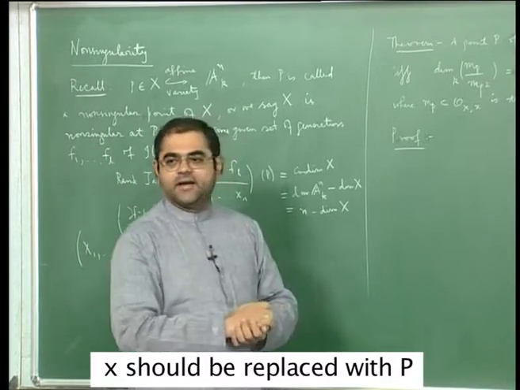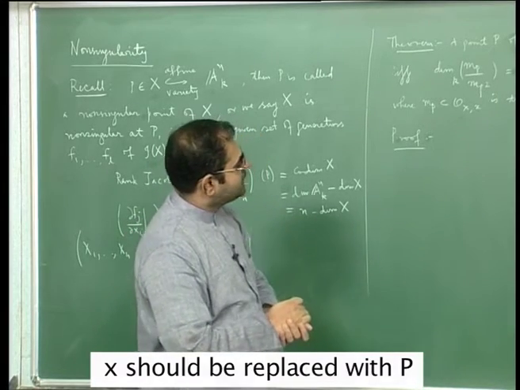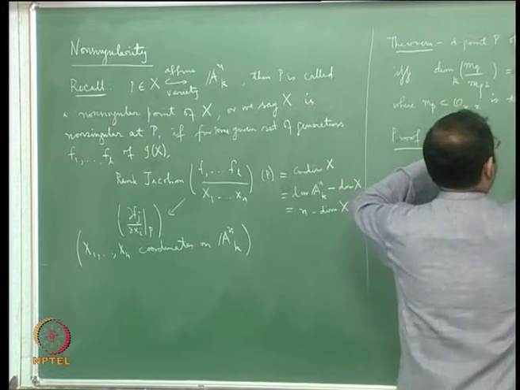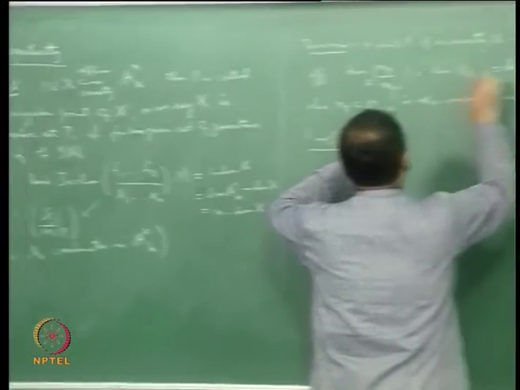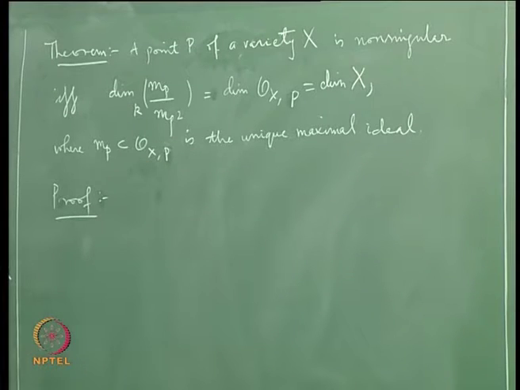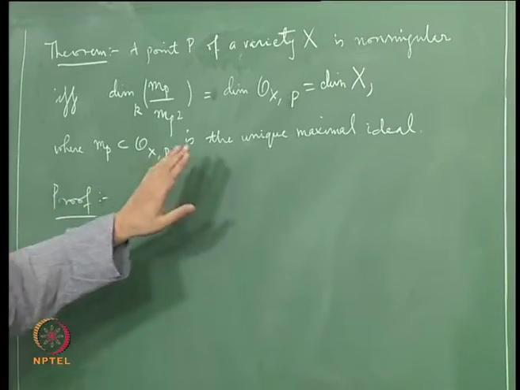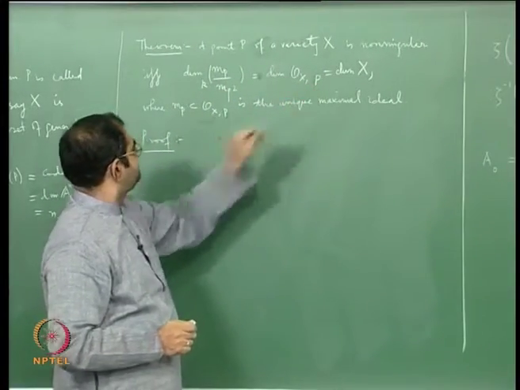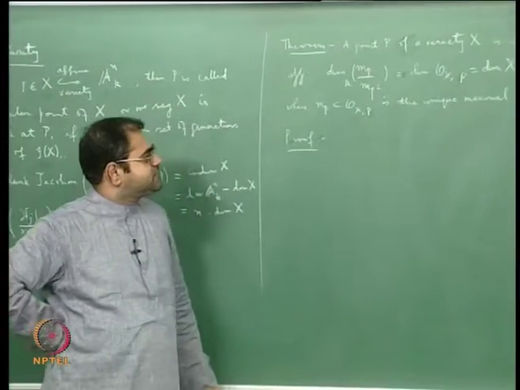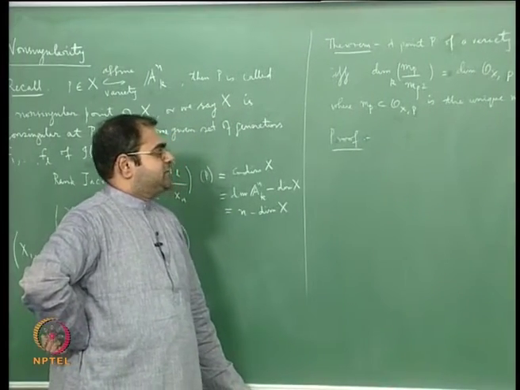So the idea is that, oh yeah, that is very important, thank you, it should be OXP, because all the time I am used to small x, and that is bad notation. So this should be OXP, not small x, right.